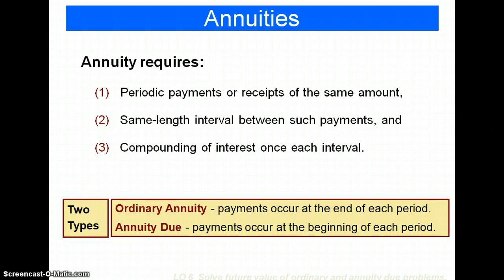The first is an ordinary annuity, where the payment occurs at the end of the period, like at the end of the year, and annuity due, where the payment occurs at the beginning of the year.